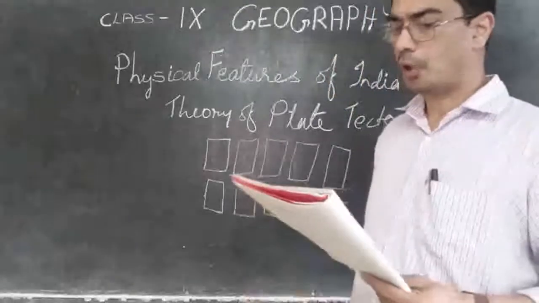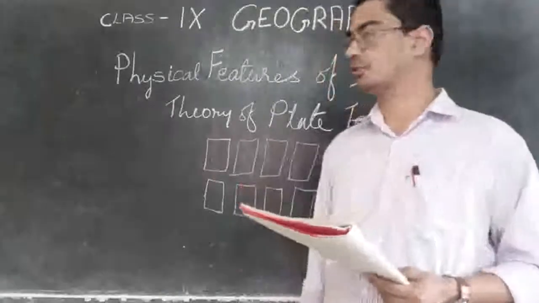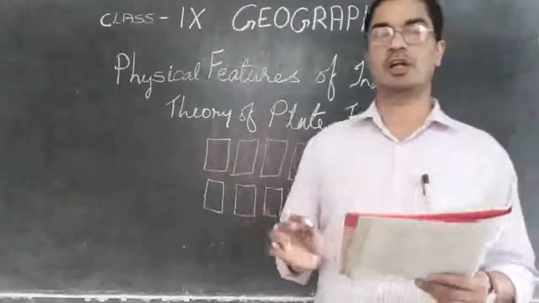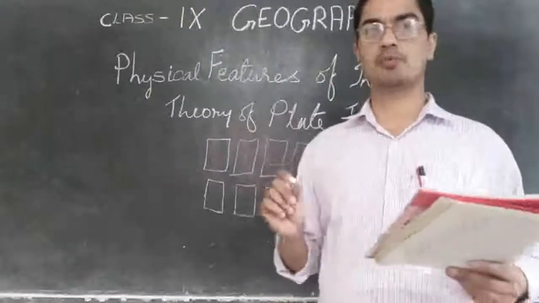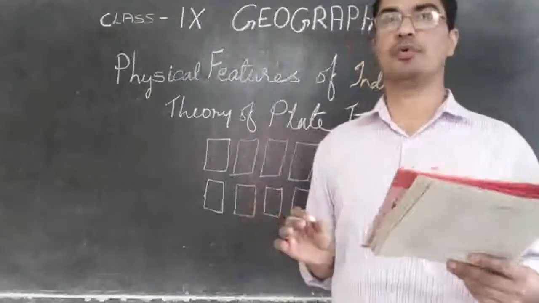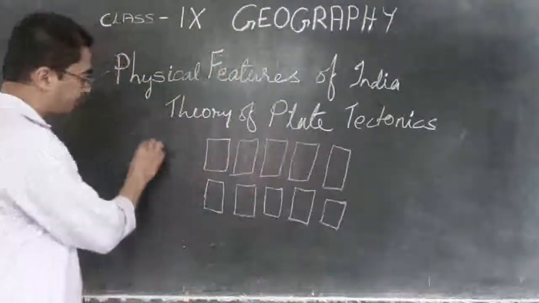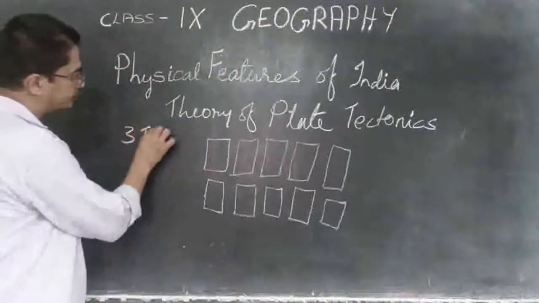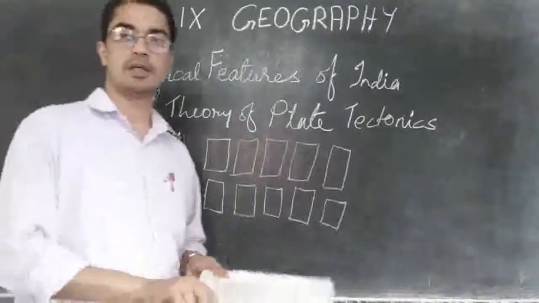So broadly, these plate movements are classified into 3 types. We said these plates are moving and creating great pressure under the earth. And what kind of movements are they doing, or how are they moving? We can say there are 3 types of movements. So these plates are moving in 3 types.